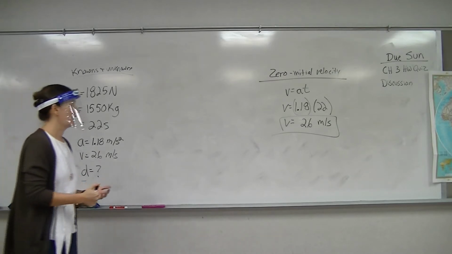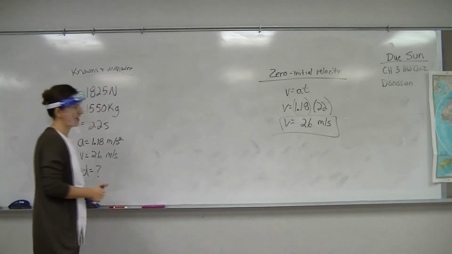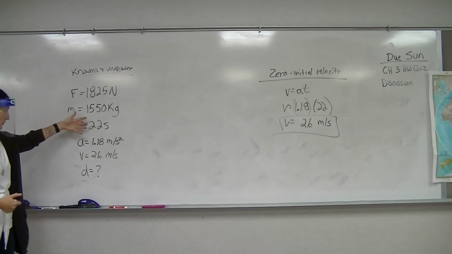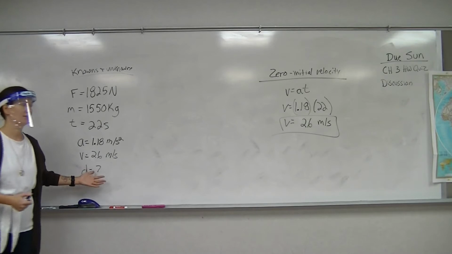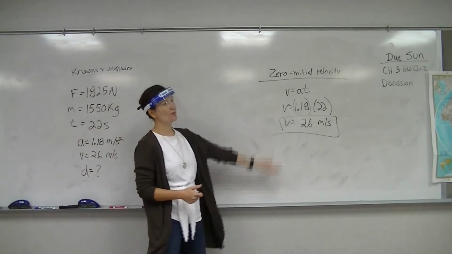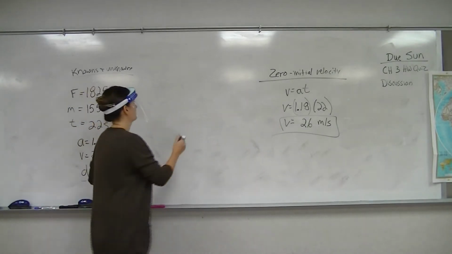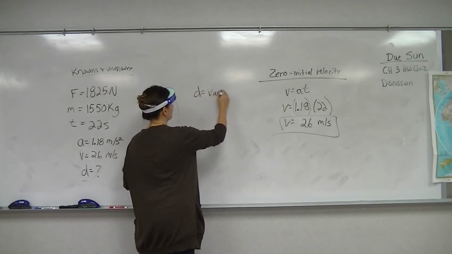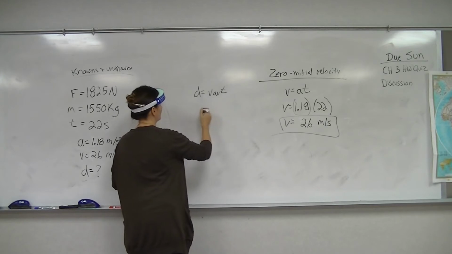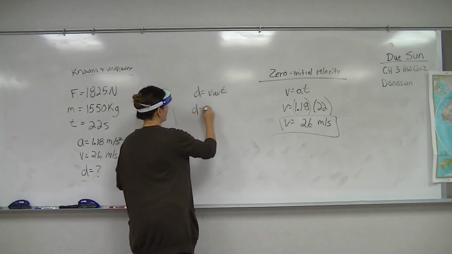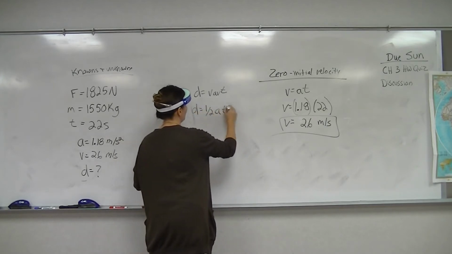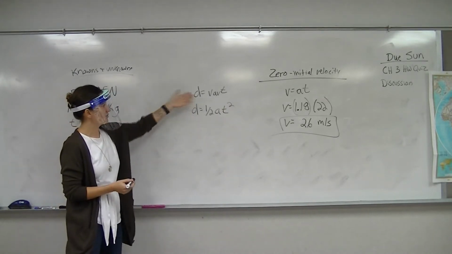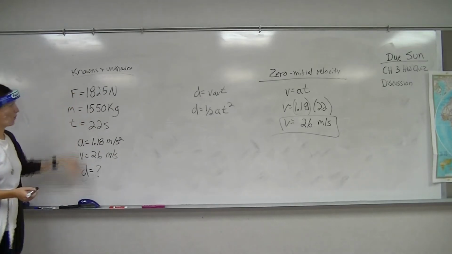So now let's look at the distance. How far did they pull it? They're going 26 meters per second. They pulled it for 22 seconds, so how far is that? We're still looking at our 0 initial velocity equations, and we have 2 for distance. One of them is that v average one, v average t. And the other one is 1/2 at squared. These would be the only two with distance, so you would just look at those and think, okay, which one can I solve for?